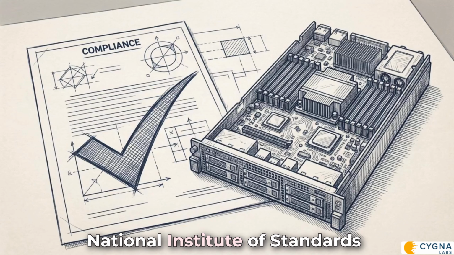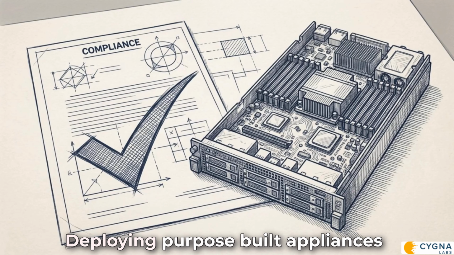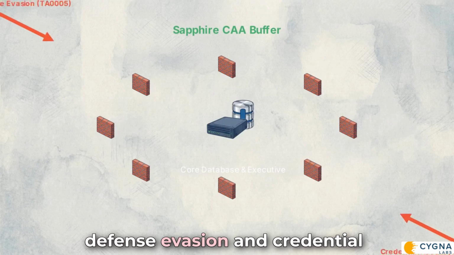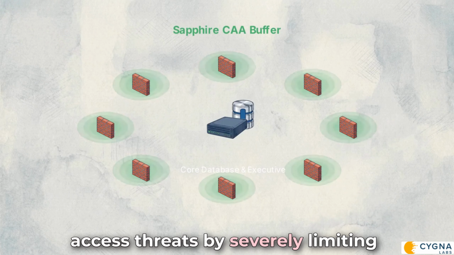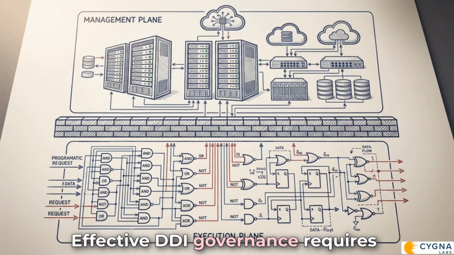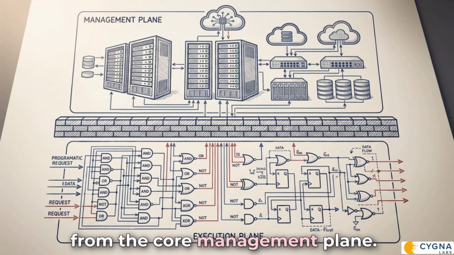NIST, or the National Institute of Standards and Technology, provides cybersecurity guidelines for enterprise infrastructure. Deploying purpose-built appliances like the CAA directly addresses defense evasion and credential access threats by severely limiting the external attack surface. Effective DDI governance requires separating the execution of daily programmatic tasks from the core management plane.